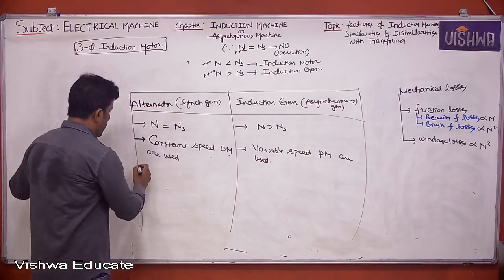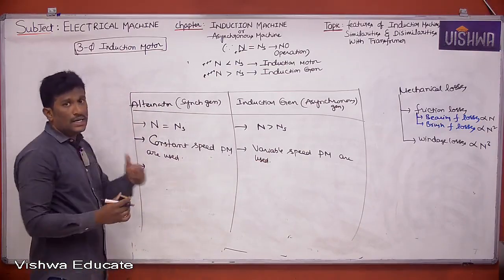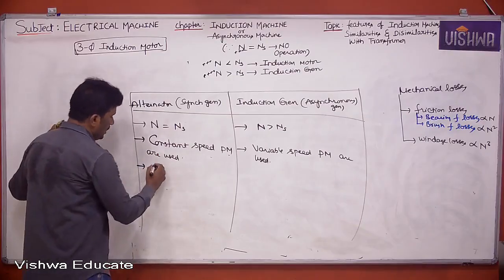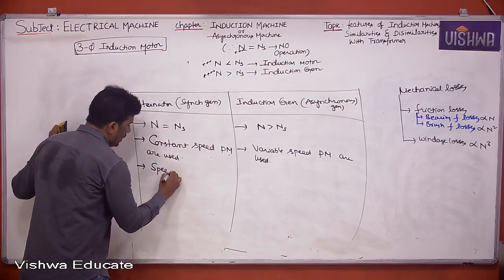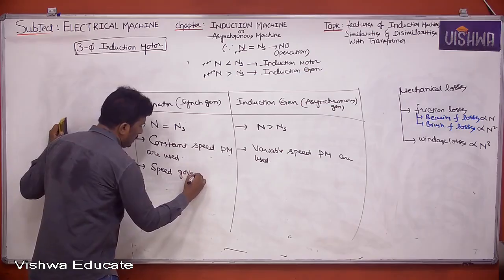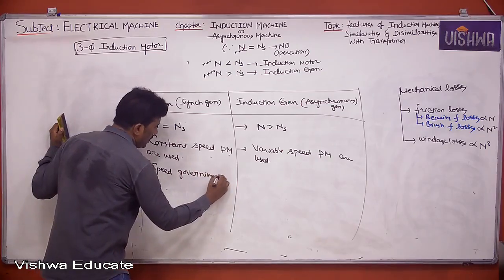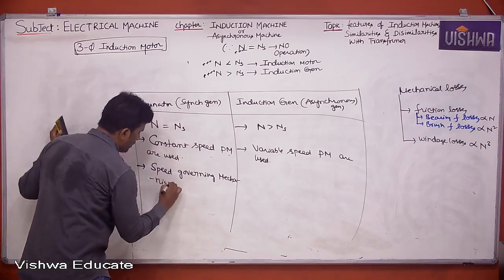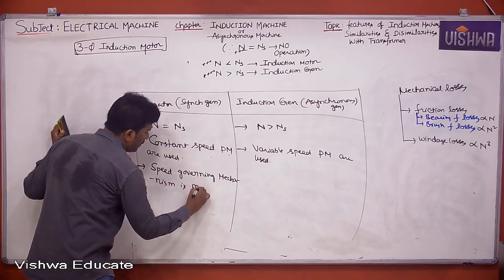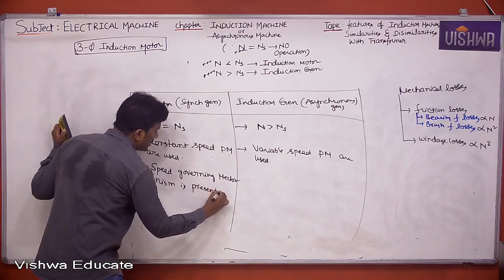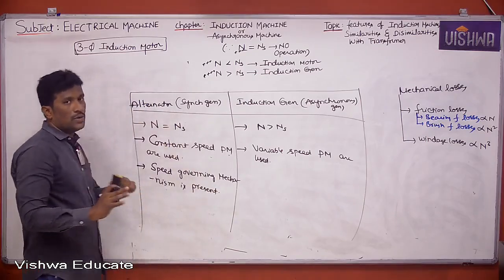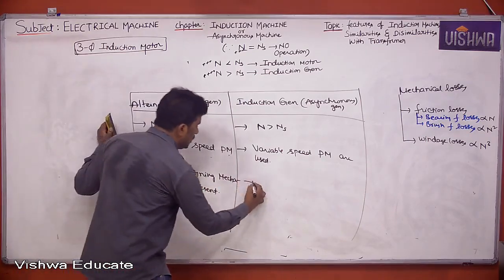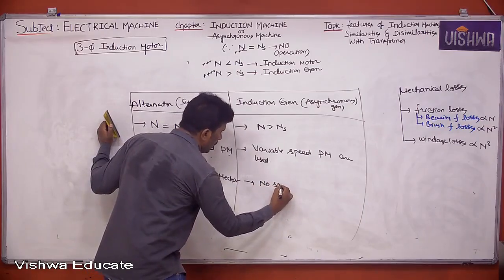And one more thing: in case of alternator, a speed governing mechanism is present. Thereby it will always maintain the speed constant, that is N equal to Ns. Here, in the induction generator, there is no speed governing mechanism.